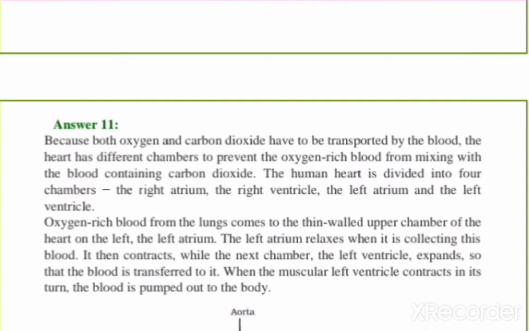So here you have all the different parts of the heart: pulmonary artery, pulmonary vein, left atrium, left ventricle, vena cava, right side of this one and the left side of this one.